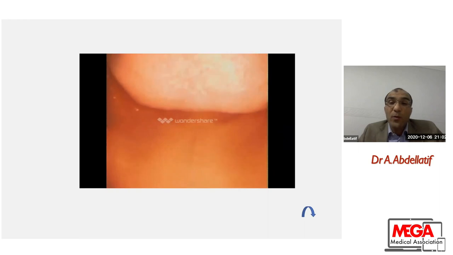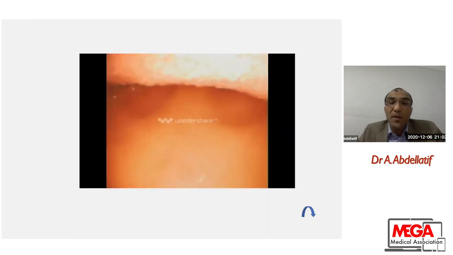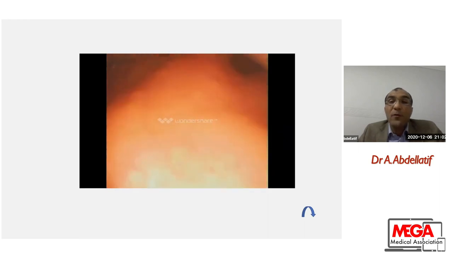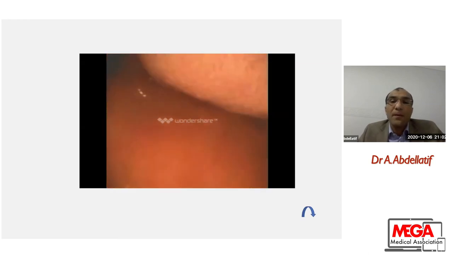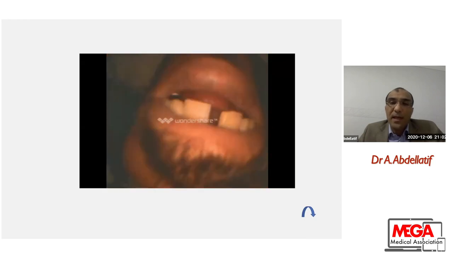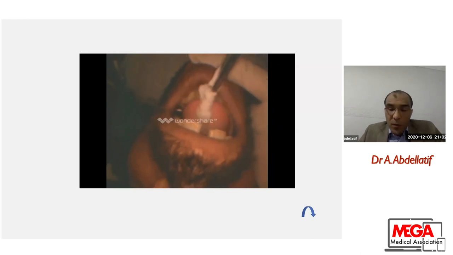Here, the operator goes with the scope, trying to reach the uvula. He is following the midline. He's quite good, but he noticed that the airway is not opened enough. So there was a skillful assistant who was ready to catch the tongue and pull it out. And we will see the difference in the view.